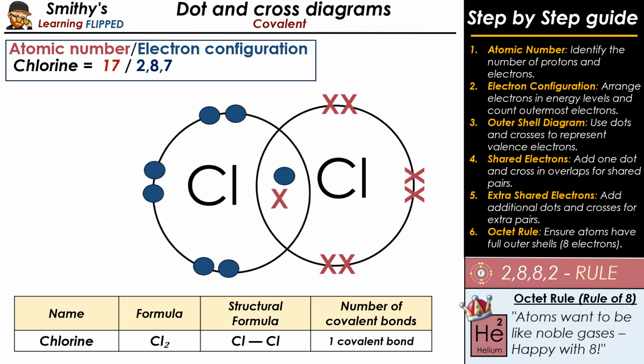So now they've joined together, as you can see, we've got 1, 2, 3, 4, 5, 6, 7, 8. If I start here, 1, 2, 3, 4, 5, 6, 7, 8, because these will count towards each other's electron count. Okay, so we can say this fulfills the octet rule of 8. Atoms want to be like noble gases, happy with 8. So they've got 8, so they're happy.